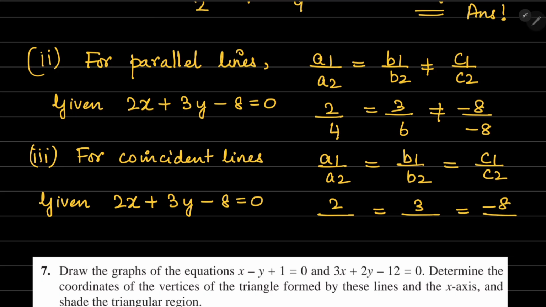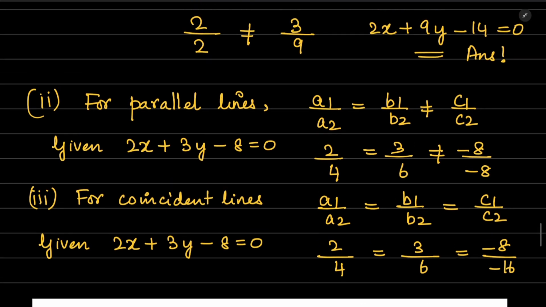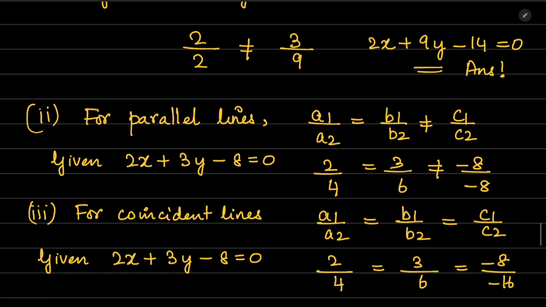So you can multiply it with 2. So it's 2 twos are 4, 3 twos are 6, minus 8 into 2 it's minus 16. So if you take the ratios, it will all be 1 by 2. Okay, so here it is going to meet the condition which is coincident. Is it clear?